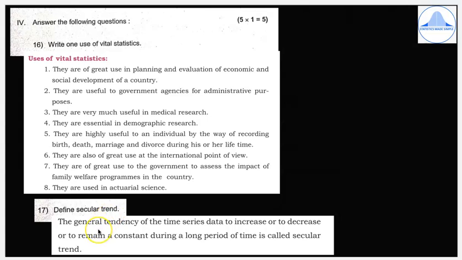17th question, define secular trend. So the general tendency of the time series data or just data to increase, decrease, or to remain constant over a long period of time, that is called as the secular trend.